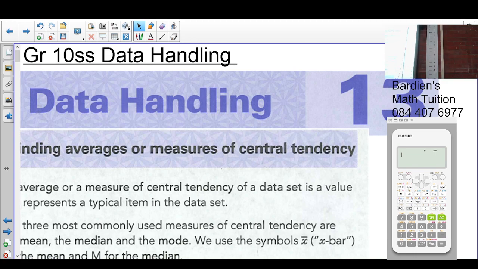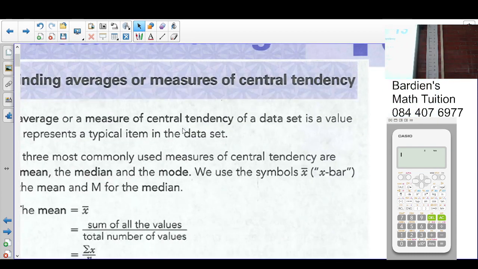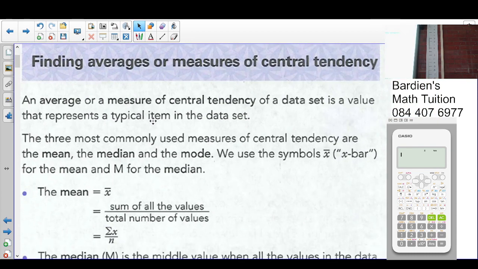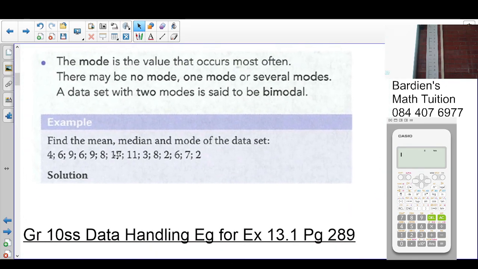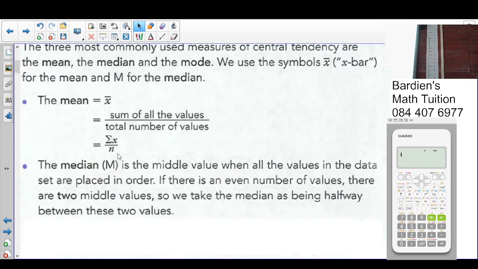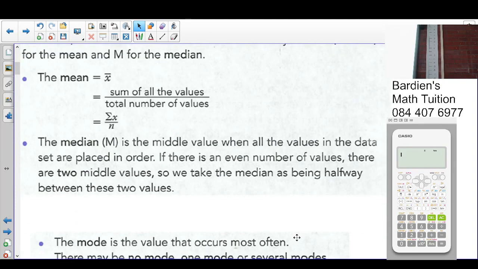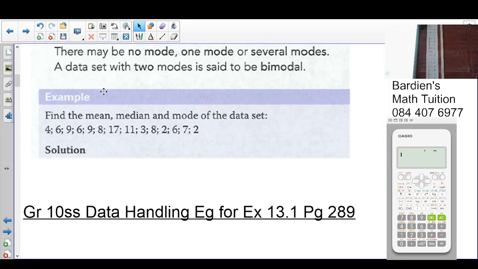So today we're looking at data handling. We went through averages and measures of central tendency, and we made some notes here as well. We wrote down a couple of notes with regards to mean, median, and mode. So let's look at a couple of examples using mean, median, and mode.